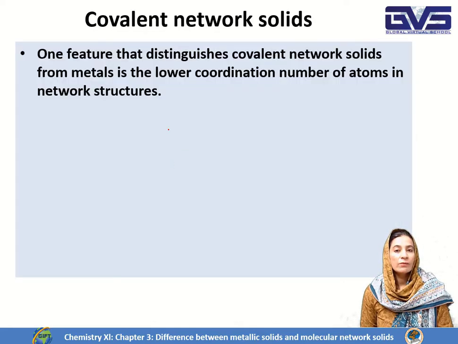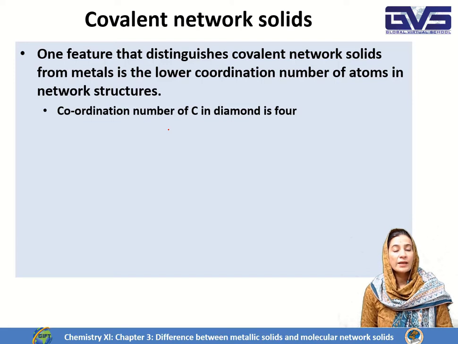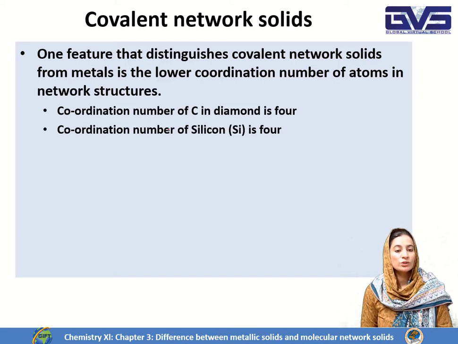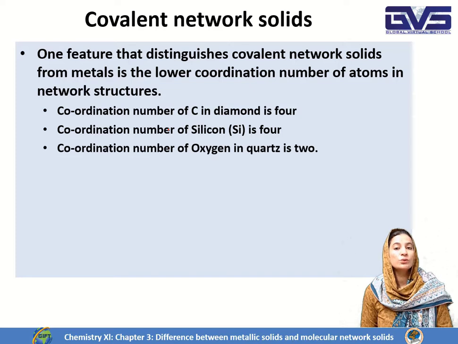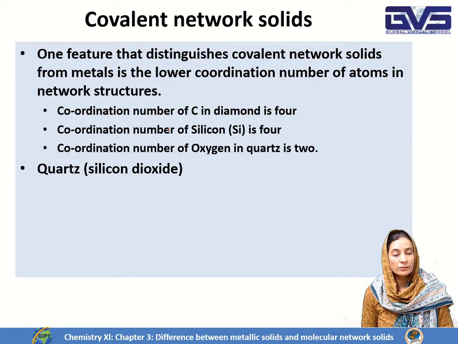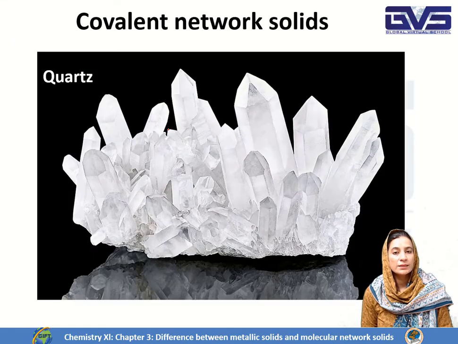One of the features that distinguishes a covalent network from a metallic network is the coordination number. Covalent network solids have a low coordination number. Carbon has a maximum of 4, silicon also has 4, while oxygen has a coordination number of 2. Quartz is a covalent network giant molecule that consists of silicon dioxide like this, and in that case oxygen can form a maximum of 2 bonds.